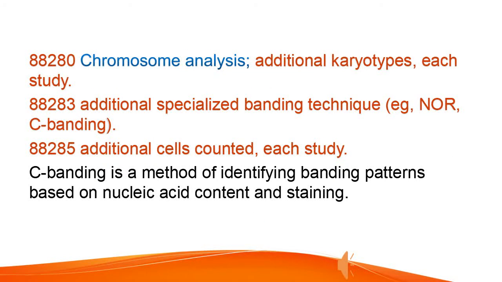Chromosome analysis, additional karyotypes, each study. Additional specialized banding technique, e.g., NOR, C banding. Additional cells counted, each study. C banding is a method of identifying banding patterns based on nucleic acid content and staining.